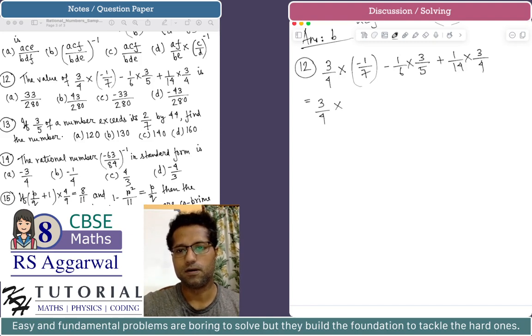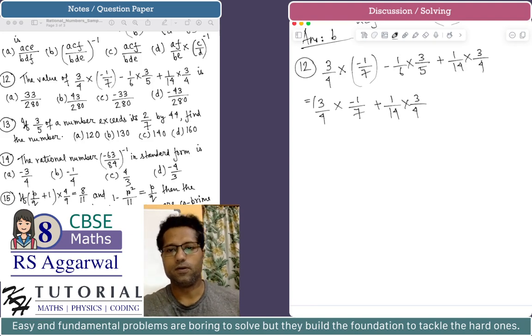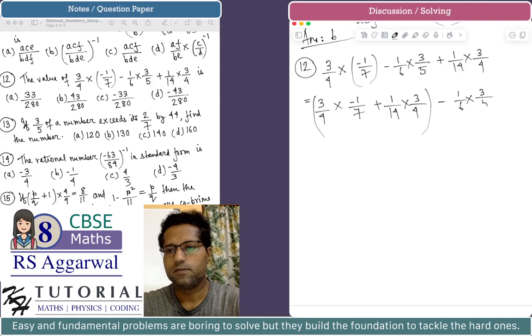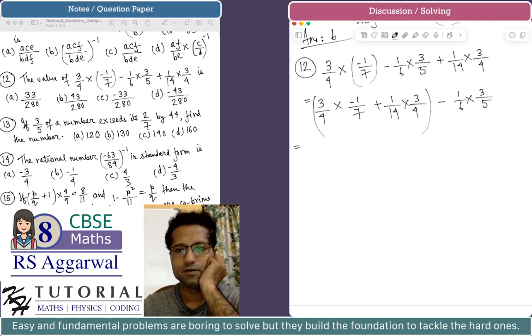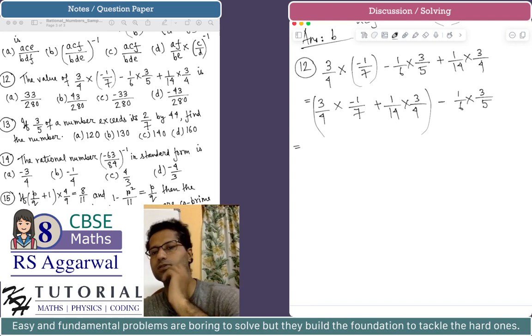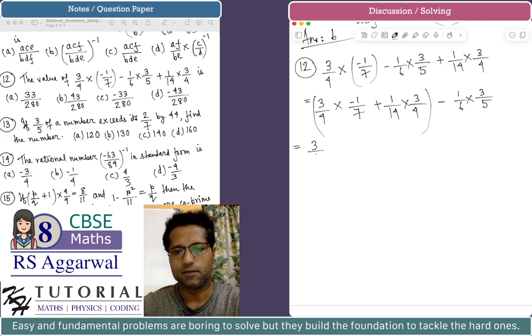rearrange, I can remove the bracket like this and have this multiplied by 3 by 4. If I group this, I am left with minus 1 by 6 multiplied by 3 by 5. Now I can see the distributive law of multiplication over addition is applied. So I can write it as 3 by 4 multiplied by minus 1 by 7 plus 1 by 14.